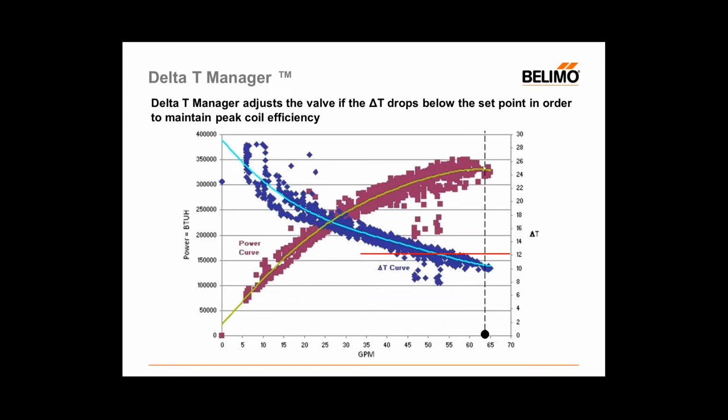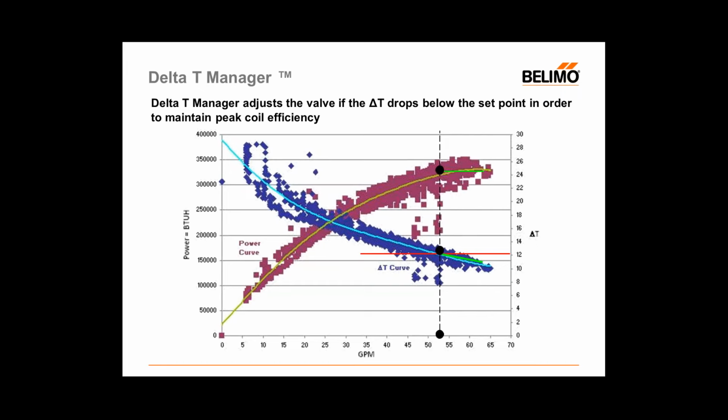So let's say that we have overflowed this coil. Let's say we're up at 64 gallons a minute. We've overflowed the coil. We're measuring a delta T in the 10.5 degree range, and we have mandated a 12-degree delta T. What's going to happen with delta T manager is that the control signal is going to be suspended from the automation system, and the valve will start to restrict its own flow. As it does that, we're going to see that the flow reduces, the delta T increases, and if we have selected a delta T limit appropriately, we won't see any diminishing of the cooling available to that space.